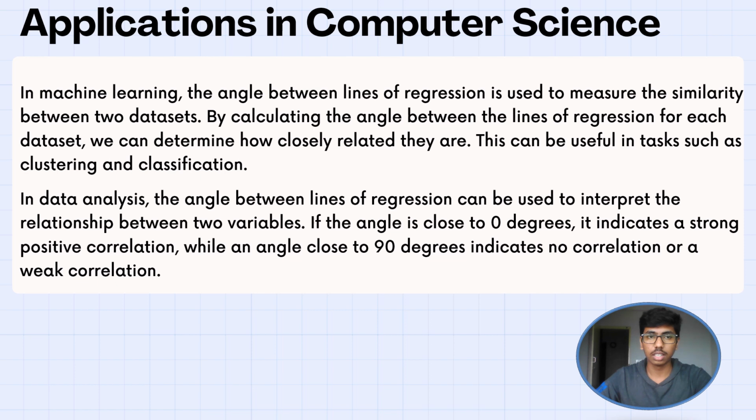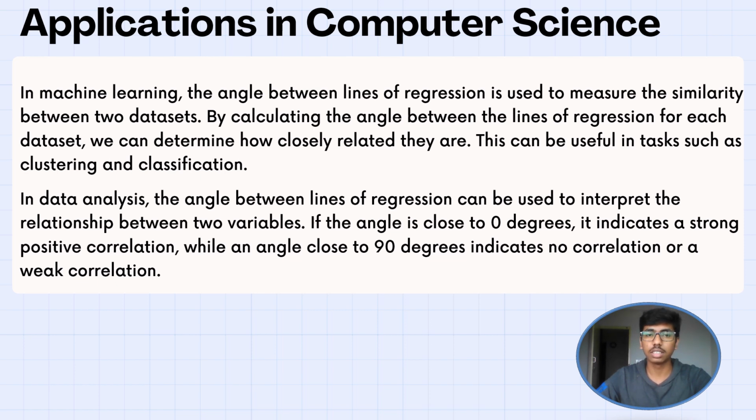Applications in computer science. In machine learning, the angle between lines of regression is used to measure the similarity between two data sets. By calculating the angle between the lines of regression for each data set, we can determine how closely related they are. This can be useful in tasks such as clustering and classification.